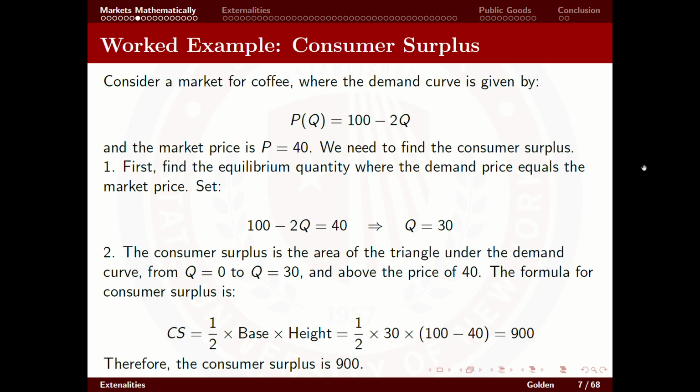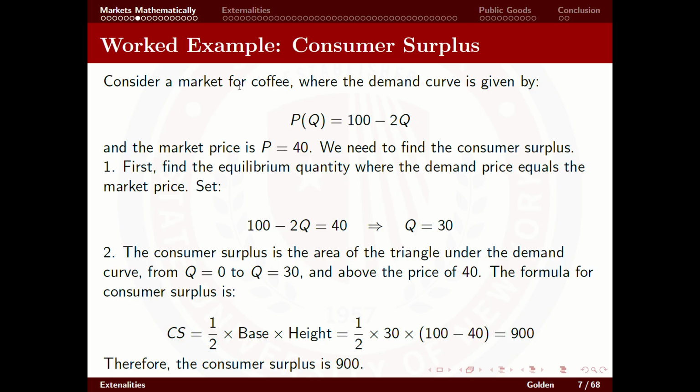So consider a market for coffee where the demand curve is given by P of Q equals 100 minus 2Q, and the market price equals 40. We first start with the consumer surplus. 100 minus 2Q equals 40, so Q equals 30. The consumer surplus is the area of the triangle under the demand curve. Remember, we have linear demand; otherwise, we'd need to take an integral. I chose this example because I didn't want you to have to take an integral here.